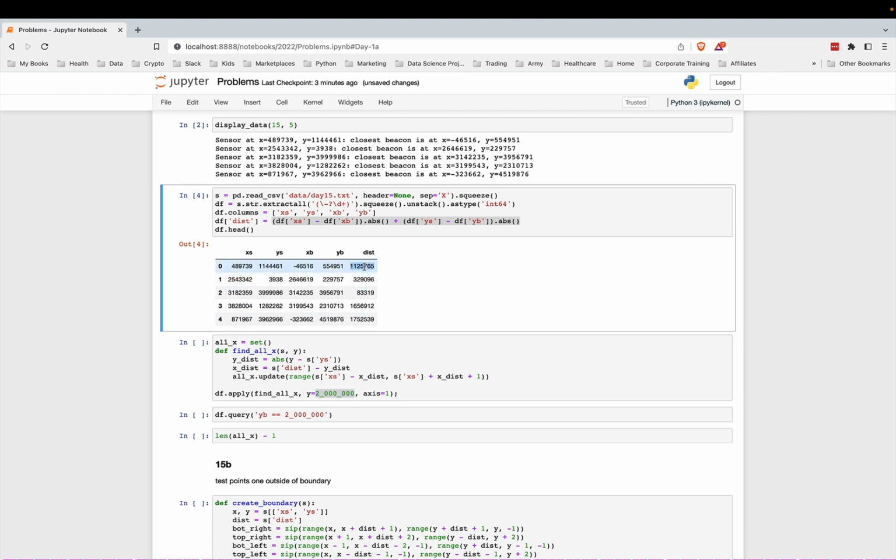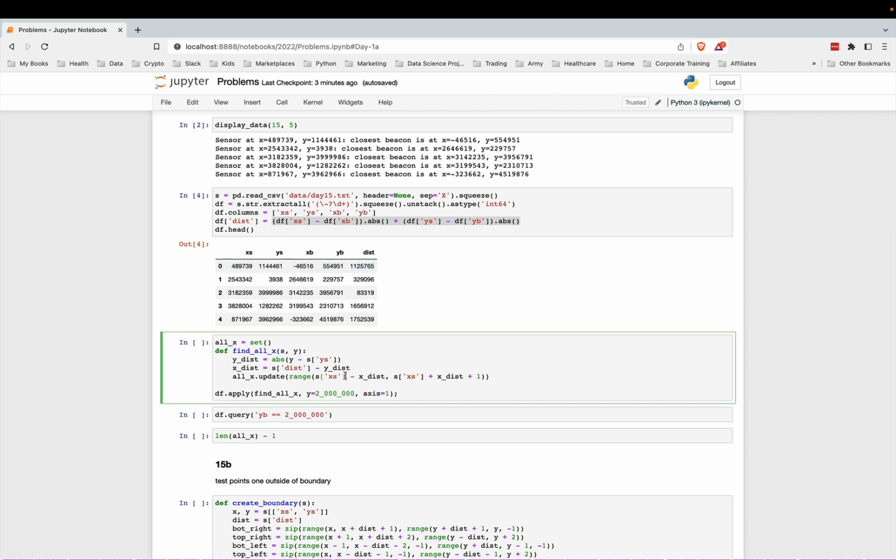All right. So for instance, let's just say we have a point at 0, 2 million, right? 0 the x, 2 million the y. We can check how close it is to this first sensor, right? So we know where the y is, we know the x is. We calculate the distance. If it is less than this distance, then we want to keep that and say it is one that is actually closer than this.